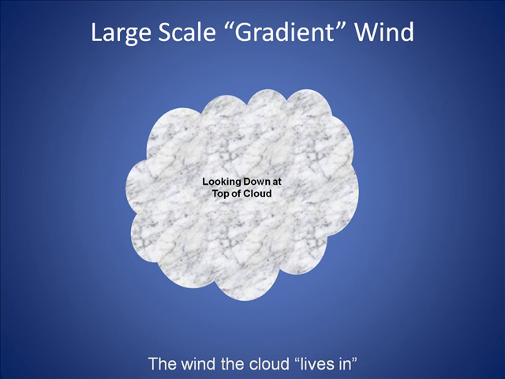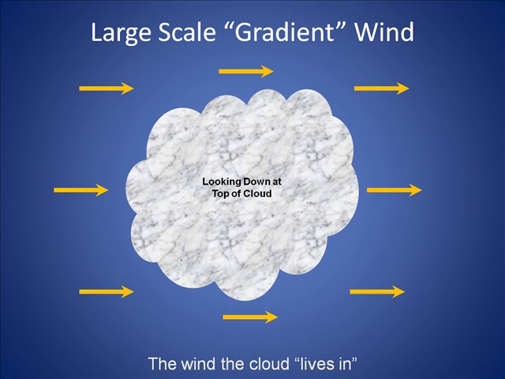Now, this cloud-induced wind would be the wind we sail in if there was no large-scale wind caused by features such as high and low pressure centers, but we know that's not the case. So we need to remember that there's always a large-scale wind, what you may have heard referred to as the gradient wind. And in this example, our cloud is going to exist in a 10-knot gradient wind.